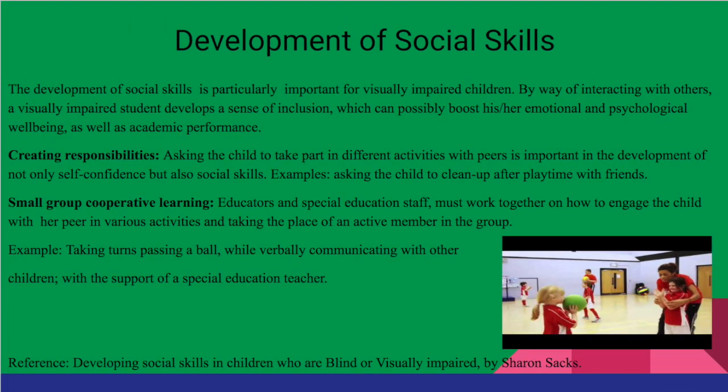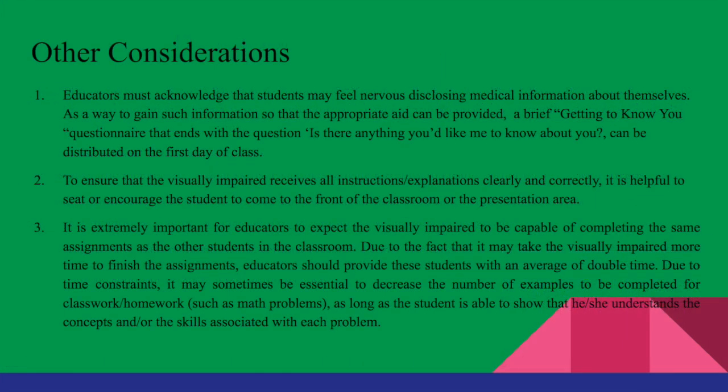The social developmental skill of a child that is visually impaired is extremely important to avoid isolation as the child gets older. A great way to enhance the social developmental skill of a child that is visually impaired is passing a ball to another child while the child verbally communicates with other children with the help and support of a special ed teacher. To further provide a positive learning experience for the visually impaired, educators must believe in the dignity and the uniqueness of each student.